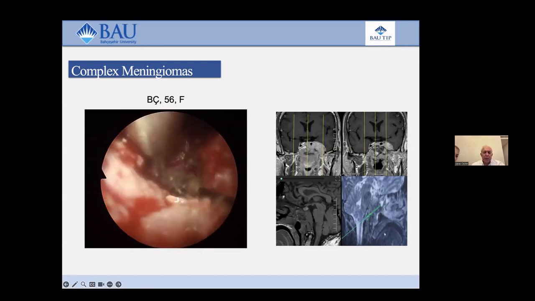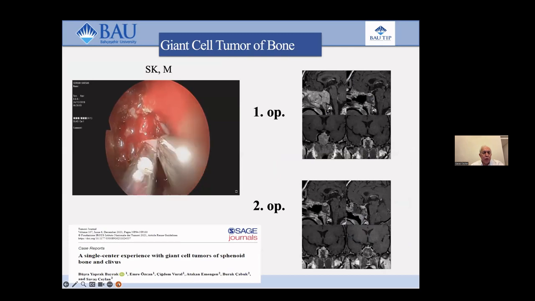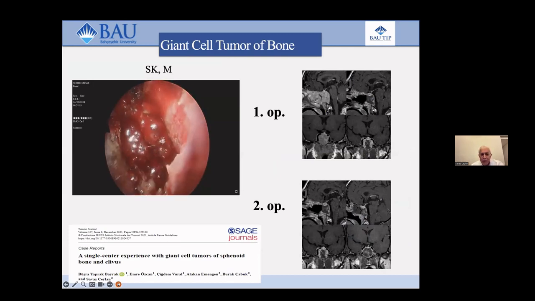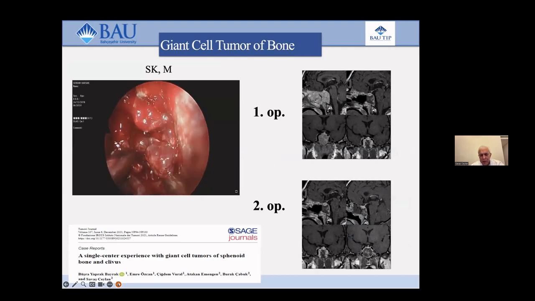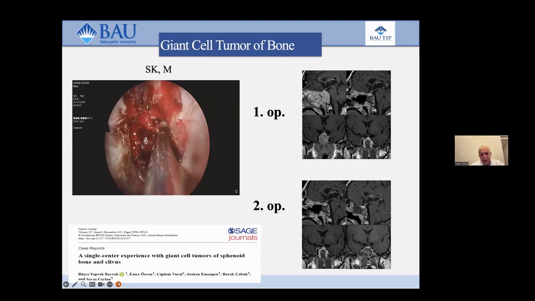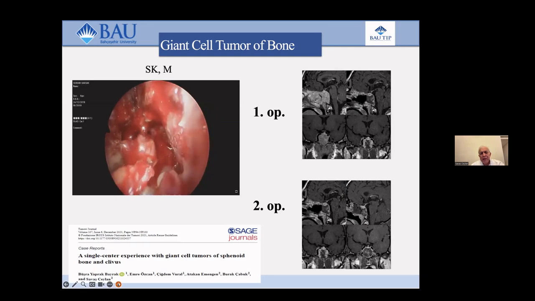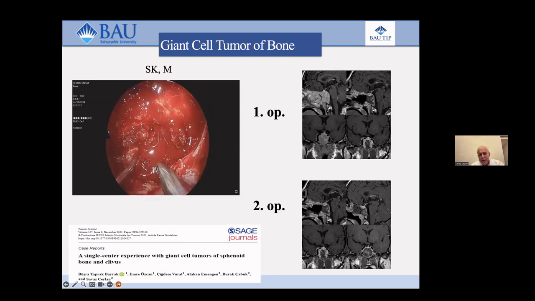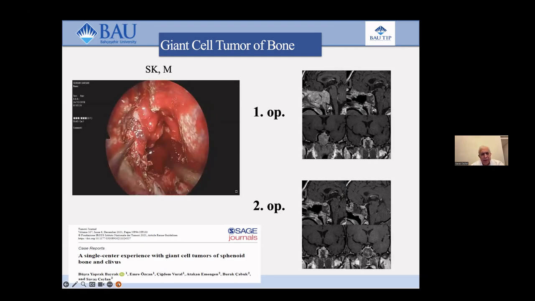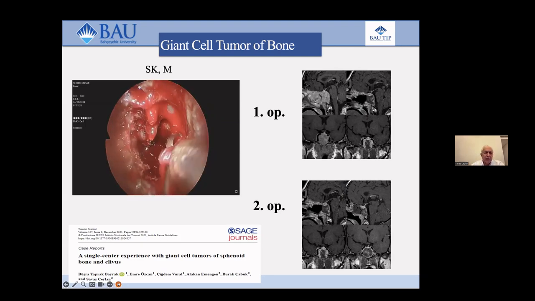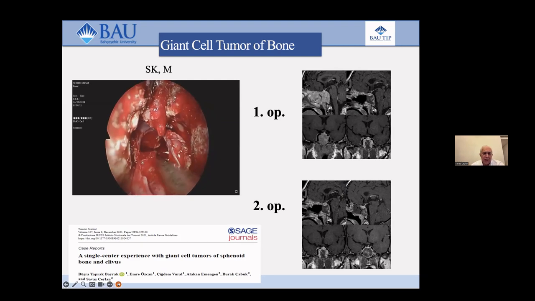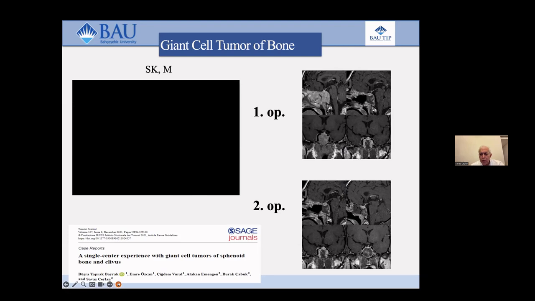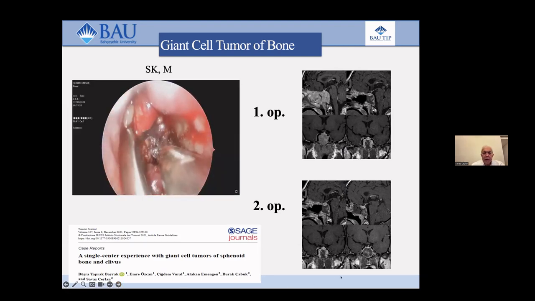The other pathologies: giant cell tumor. This is a very interesting tumor. This tumor is very hemorrhagic. You can encounter massive hemorrhage and bleeding. In this case, therefore, we stopped the first operation. This patient was embolized. After embolization, this patient was operated on again, and this tumor was removed totally.